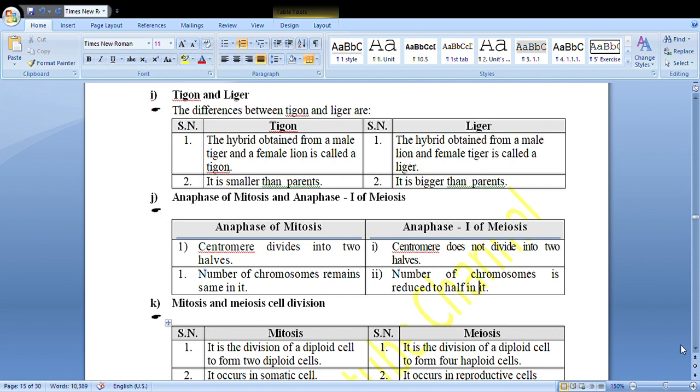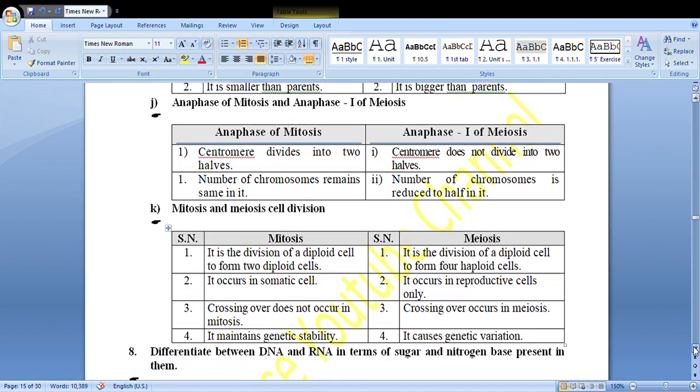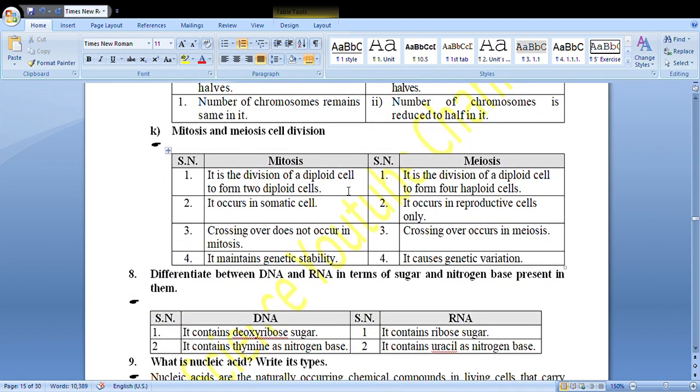Mitosis and meiosis cell division. Mitosis is the division of a diploid cell to form two diploid cells. Meiosis is the division of a diploid cell to form four haploid cells. Mitosis occurs in somatic cells. Meiosis occurs in reproductive cells. Crossing over does not occur in mitosis. Crossing over occurs in meiosis. Mitosis maintains genetic stability. Meiosis causes genetic variation.